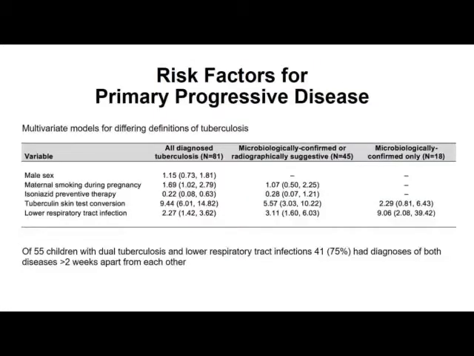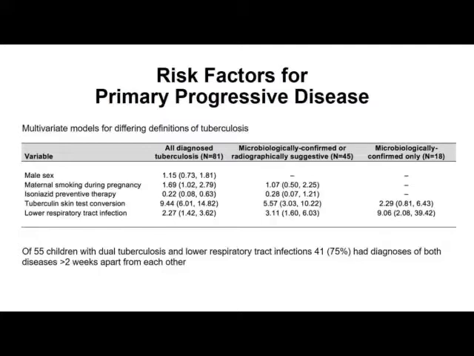For progressive disease, we found that maternal smoking during pregnancy was a risk factor among all diagnosed tuberculosis for that outcome. We also found that tuberculin skin test conversion was a risk factor, which makes sense. And we also found that IPT therapy was extremely protective, so it had a hazard ratio of 0.22. Last, if you had a lower respiratory tract infection, that was a high risk factor as well.